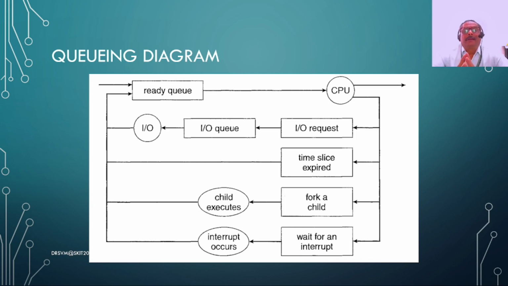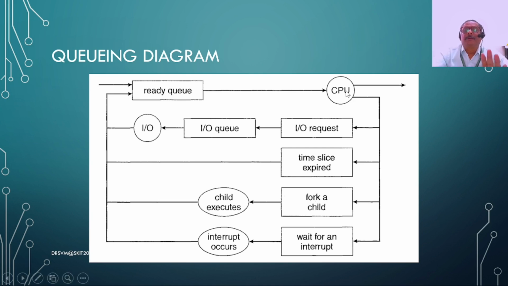Then what exactly happens? We said that there are queues and all that. That can be explained through the queuing diagram. There is one queue which we call the ready queue. Whenever a new process is created, it goes onto the ready queue, and the process which is at the front will get the chance to use the CPU. If the process completes its activity, then it gets terminated, or it may be stopped.